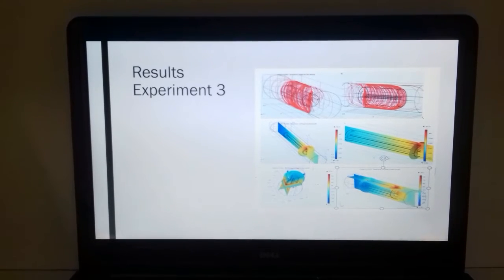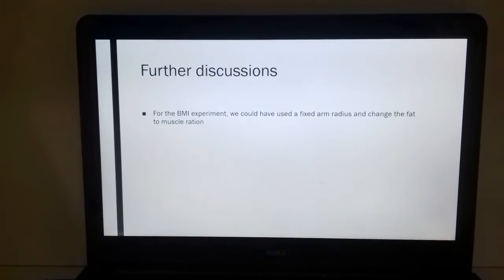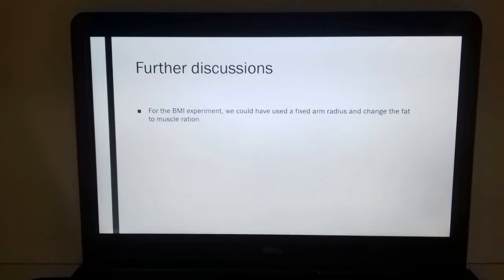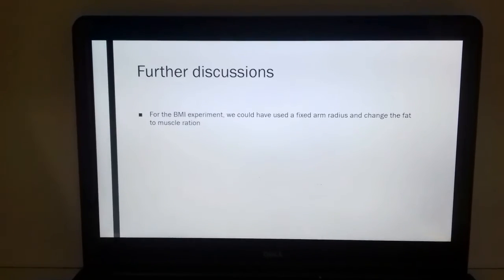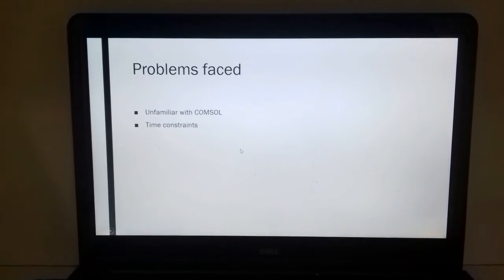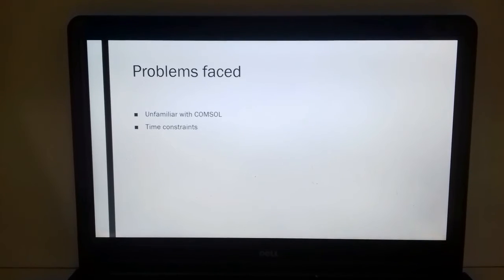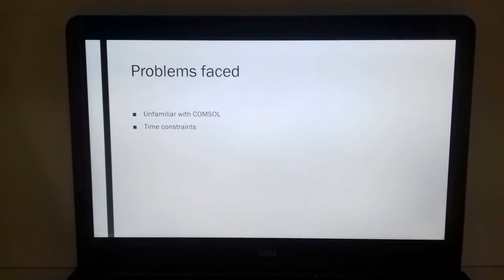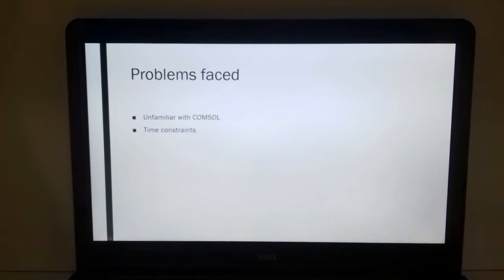These are just some results from the experiment where we increased the person's fat. If you look on the right, you'll see that the arm is looking bigger because we increased the fat content by 20 cm. For the last experiment, a more accurate way to see how the change in tissues affects the fields, we could have kept the radius of the arm the same and varied the ratio between fat and muscle content. We faced a few problems, and the major one was that people were unfamiliar with COMSOL. It was very hard to get a hang of within the amount of time we had.